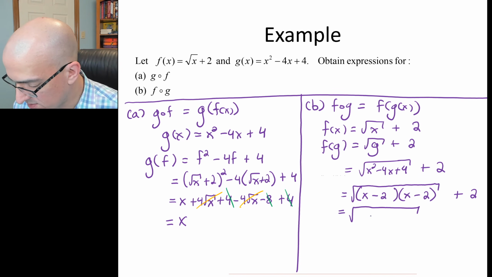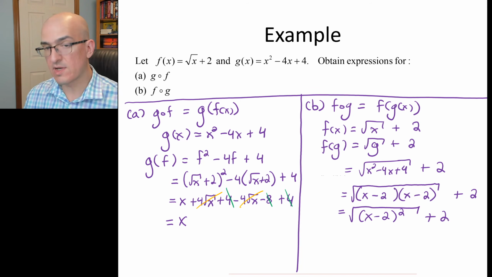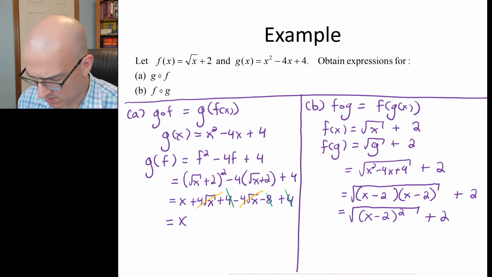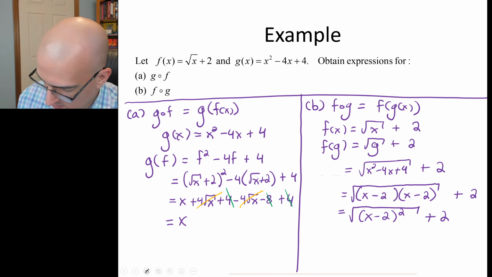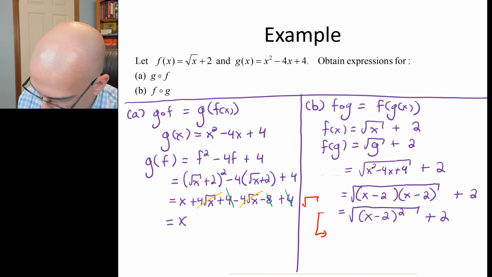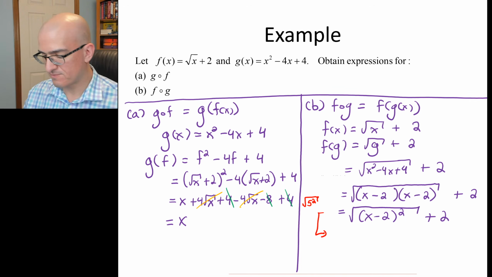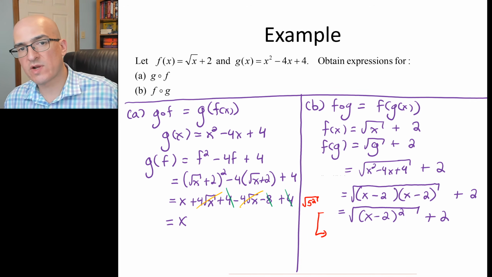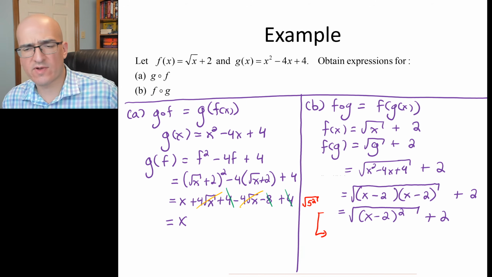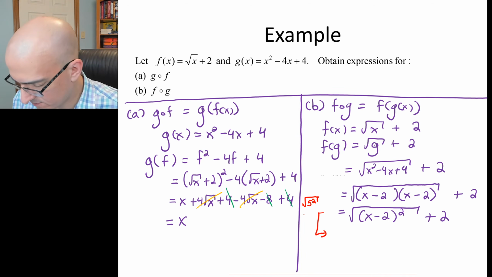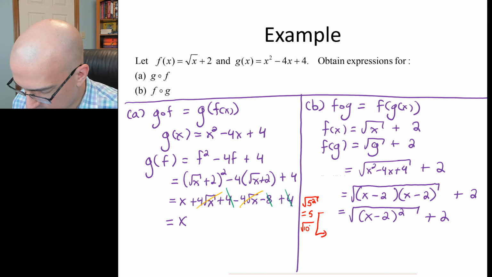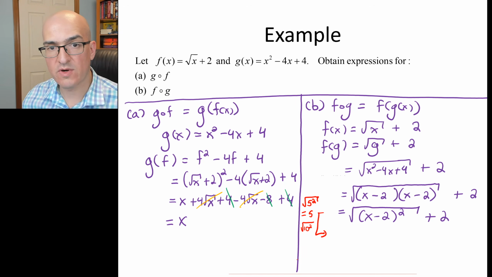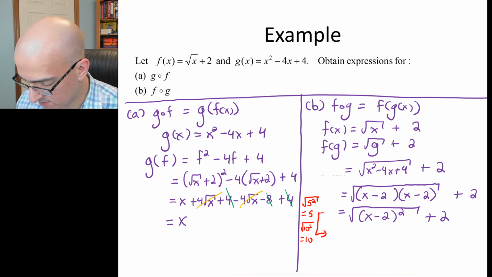The square root of x minus 2 all squared plus 2. Now what? Okay, well, just a little comment here. What's the square root of 5 squared? So 5 squared is 25. The square root of 25 is 5. What's the square root of 10 squared? 10 squared is 100. The square root of 100 is 10.